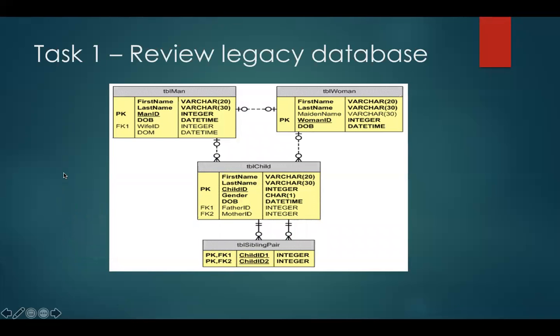So task 1 asks us to review the legacy database, which you can see here below. You can see that it includes the guardians in a man and a woman table, and they both are connected by the DOM, which would be their date of marriage, and that goes down to where their child branches into the man and woman, and underneath child shows sibling pairs.